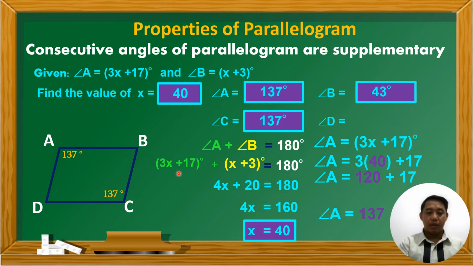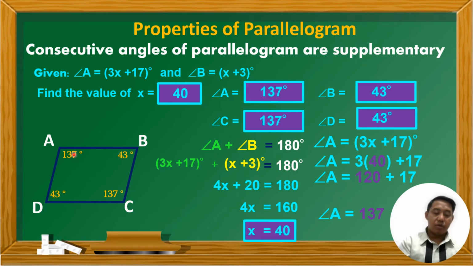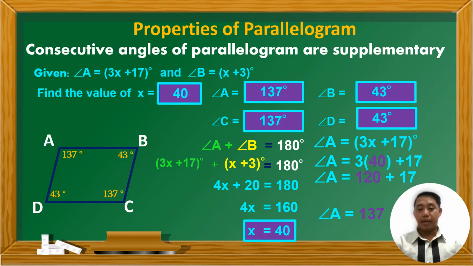So, angle B and angle D, opposite angles natin yan, are congruent. So, tatandaan nyo, hindi pa rin dapat mawawala. Itong dalawa, opposite angles are congruent, and consecutive angles are supplementary. So, yun po.